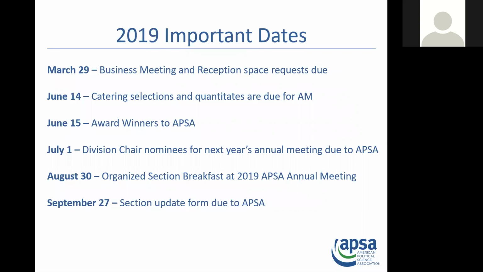June 14th is when catering selections and quantities are due for any of your events that you're hosting at the annual meeting, and the hotel that will be hosting your event will reach out to you directly regarding this information. June 15th is when all organized section award winners are due back to the Member Services Department. It's important that we get this by June 15th in order to make sure it's included in our print program for the annual meeting, as well as the October issue of PS. I will be sending out a form in the spring that all the information can be recorded on and then sent back to the Member Services Department.